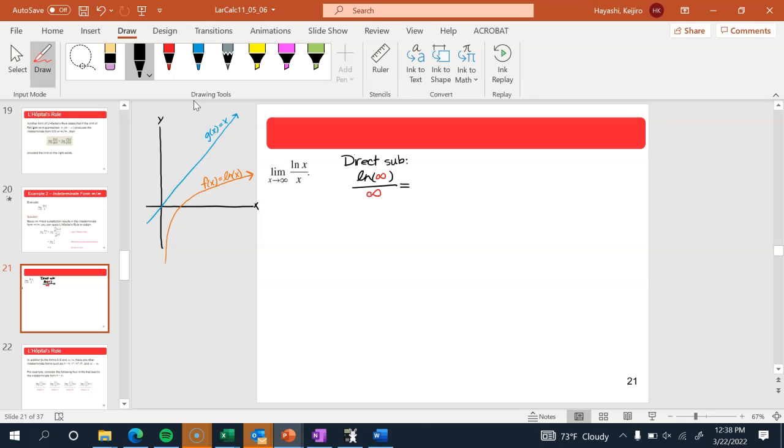Anyways, the natural log of infinity is infinity, right? The natural log function is always growing, so when you plug in infinity, it just is infinity. Okay, so we do get this indeterminate form, which means that we can use L'Hopital's rule.